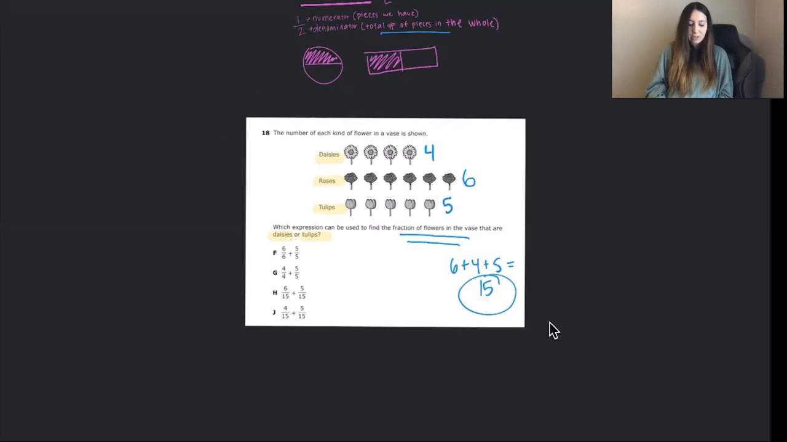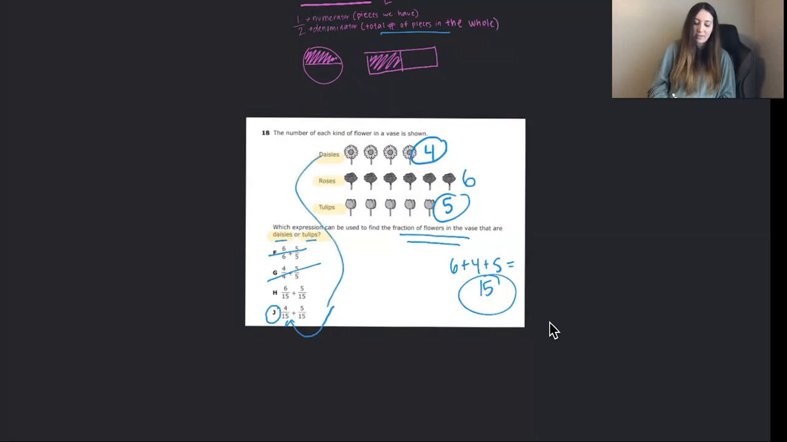So looking at my answer choices, I can already eliminate F and G because I see that those denominators are 6 and 5 and 4, and those don't make any sense because I know that denominator tells me the total number of pieces in the whole, in this case, the whole vase. So I see 15 and 15. I want to add the ones that have the number of daisies and tulips because remember, that's what my problem's asking me to do. So that would be J. This 4/15 must represent the number of daisies. And this 5/15 must represent the number of tulips.